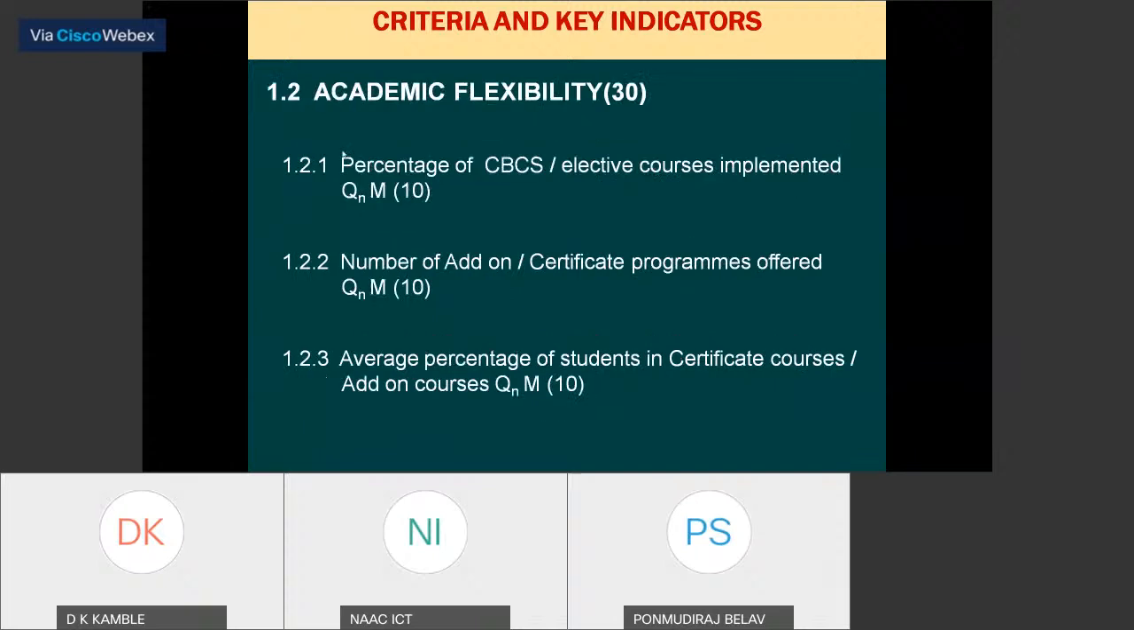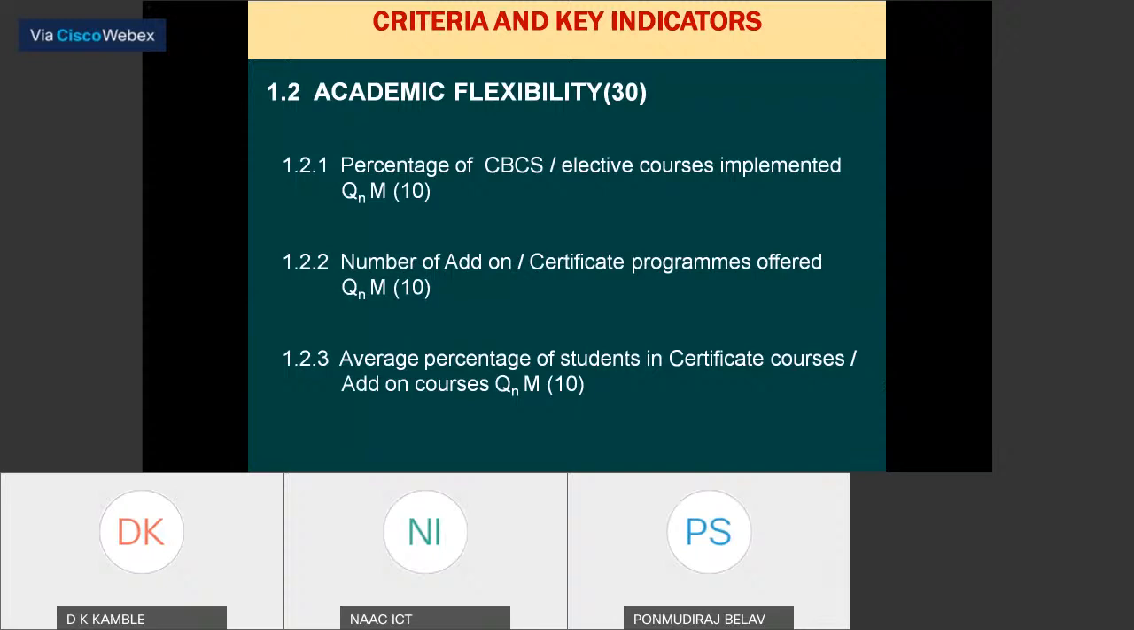Then coming to 1.2, academic flexibility, for which there is 30 weightage. In that, the first one, 1.2.1, is the percentage of programs under CBCS, the choice-based credit system. Whether the institution has implemented CBCS or elective courses. If they introduced CBCS or elective courses, how many programs or what subjects were implemented under CBCS? For that, the particular syllabus or course structure document is required. In that, the word CBCS should be there: under the CBCS scheme, the following programs were implemented in the institution.